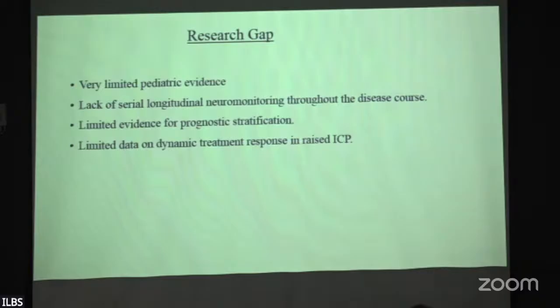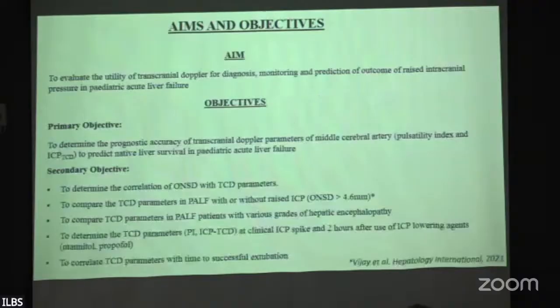So the lacunae right now: there is very limited pediatric evidence of TCD in pediatric acute liver failure. There is a lack of serial longitudinal neuromonitoring throughout the disease course. There is limited evidence for prognostic stratification, and limited data on the dynamic treatment response in raised ICP. So the aim and objectives. The aim was to evaluate the utility of transcranial Doppler for the diagnosis, monitoring, and prediction of outcome of raised ICP in pediatric acute liver failure. The primary objective was to determine the prognostic accuracy of the TCD parameters of the middle cerebral artery, that is PI and ICP TCD, to predict native liver survival in PALF.